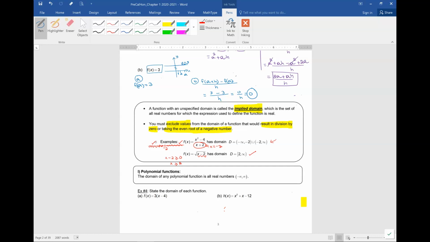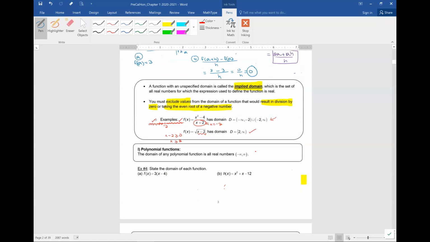Let's talk about domain. We're going to separate this into a couple of different parts. First, we're going to talk about polynomial functions. These are everybody's favorite function, okay? Polynomial functions, you basically have x to the power of some integer, x to the 1, x to the 0, 2, 3, 4, and so on.